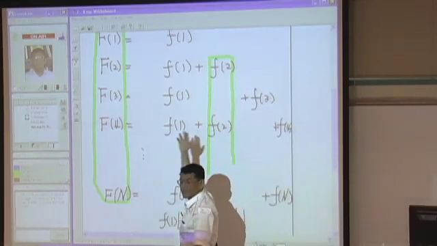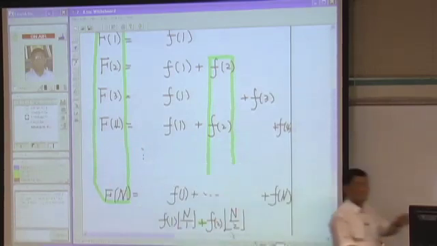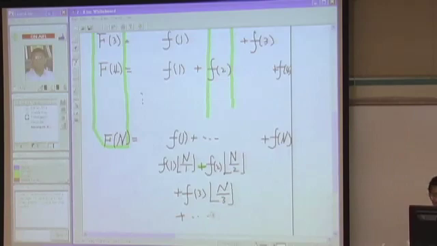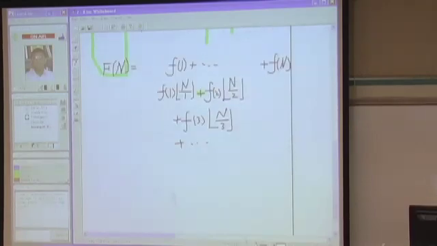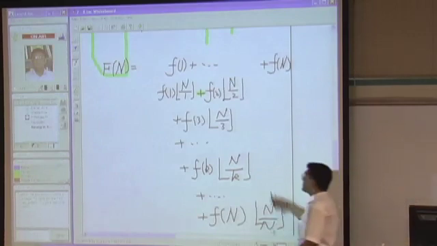What about 3? It should appear every 3 times, right? So f of 3 appears every 3 times, and f of 4 appears every 4 times. It's obvious, right? It's very obvious. So for generic k, f of k appears every how many times? K times. And so, all the way up to f of n, and then n divided by n, 1 time, right? The final time.